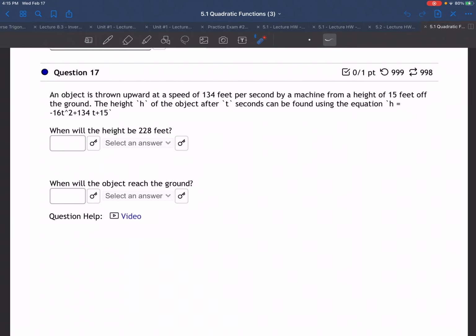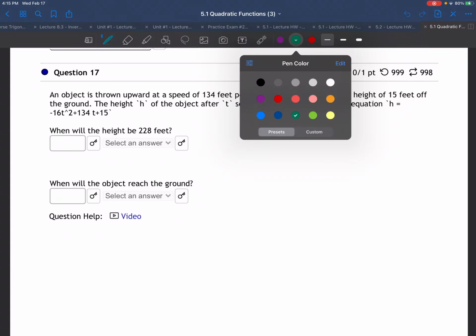Okay, in this example, we have an object thrown upward at a speed of 134 feet per second by a machine from a height of 15 feet off the ground. The height h of the object after t seconds can be found from that equation. The question is, when will the height be 228 feet? Okay, so let's write out what we have.